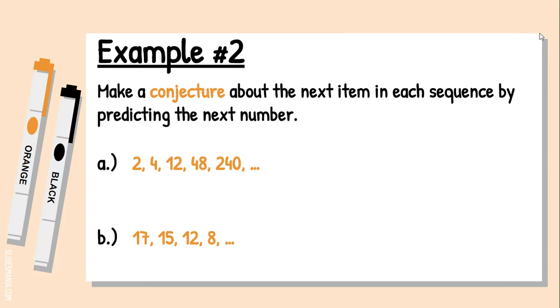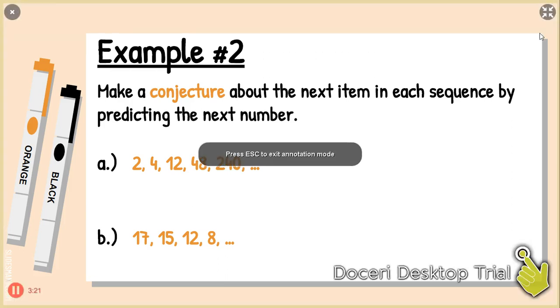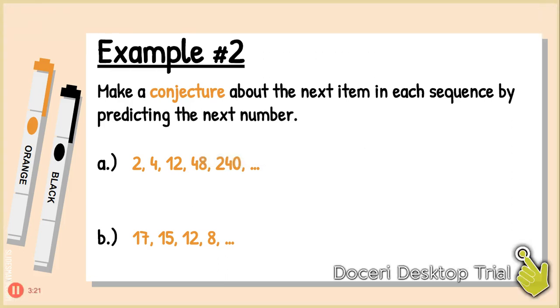So same thing here, we're going to make a conjecture about the next item in each sequence by predicting the next number. So we're going to look at our pattern, we're going to make some observations, and then we will determine what we think our next number is, which would be our conjecture. So we go from 2 to 4, 4 to 12, 12 to 48, and 48 to 240. So I'm looking at that pattern and I ask myself, okay, what pattern am I noticing?